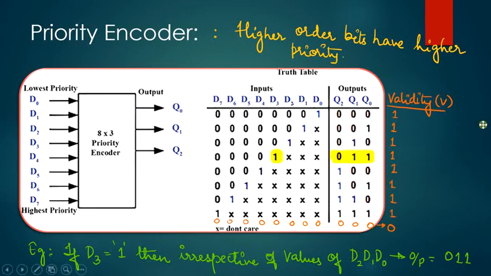Now, this type of truth table that is obtained is called the condensed truth table, wherein we do not represent the lower order bits, or if you are considering the reverse case, we do not represent the higher order bits. Such a truth table is called the condensed truth table, where X corresponds to the don't care terms. That means X can be either 0 or 1.